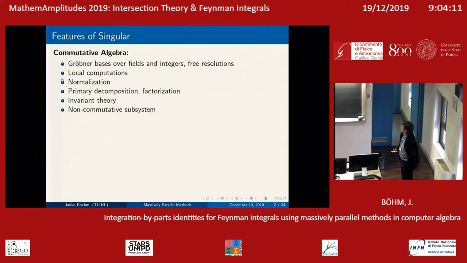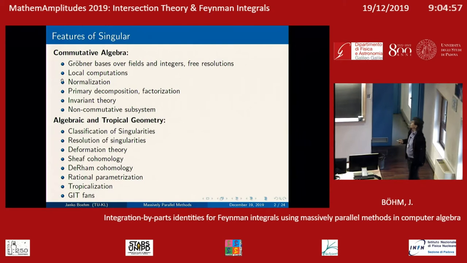The features include, first of all, Gröbner bases over various fields or the integers, free resolutions, computations in local rings, normalization, which is a process which improves singularities, and primary decomposition, which is a version of integer factorization, but for algebraic varieties. We have invariant theory, and non-commutative methods if you want to compute an annihilator of an operator, or if you want to compute with differential forms. And all that gets mirrored on the geometric side to algebraic geometry and also tropical geometry more recently, so we can classify singularities.